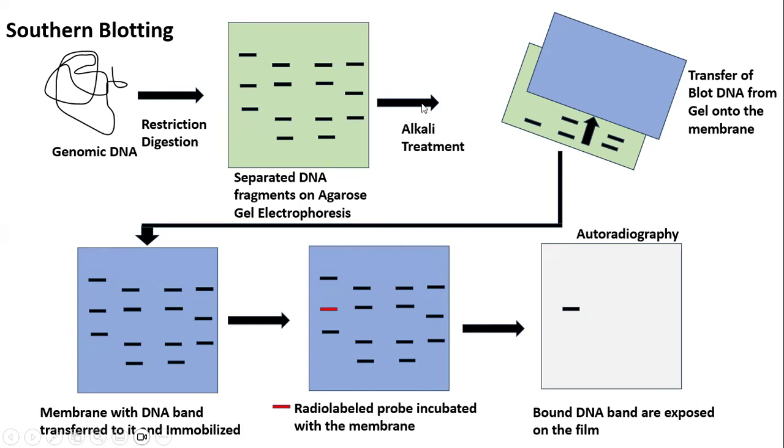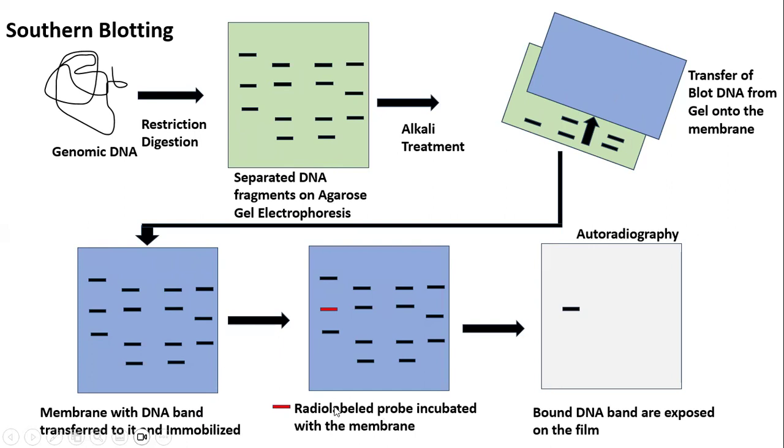Then you perform an alkali treatment that is going to denature the DNA, converting it into single stranded form. Then you proceed to the blotting step where you keep the membrane and do either capillary blotting or an electroblotting method that is going to transfer the fragments onto the surface of the membrane, generating a pattern. And further, they are immobilized by UV treatment.